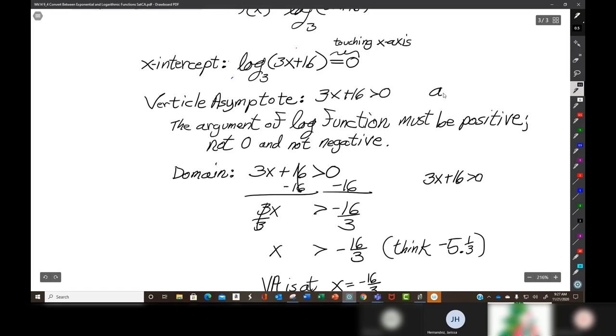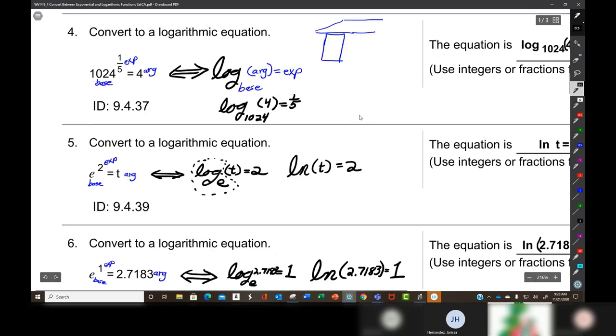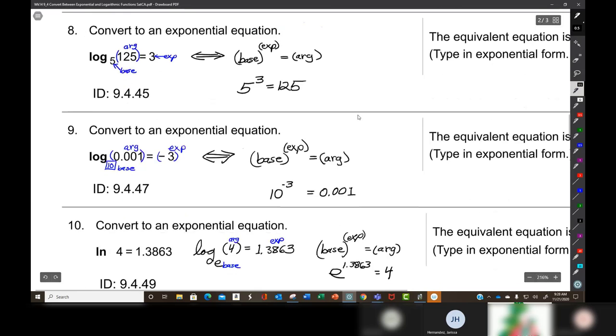And generally speaking, whatever the argument is, you set the argument greater than 0. Can't be greater than or equal to. It's got to be greater than. So to find the x-intercept, you do this. To find the vertical asymptote, you do this. And to solve this, you're going to need to translate it to an exponential equation, which is what we spent way too much time doing over and over again.